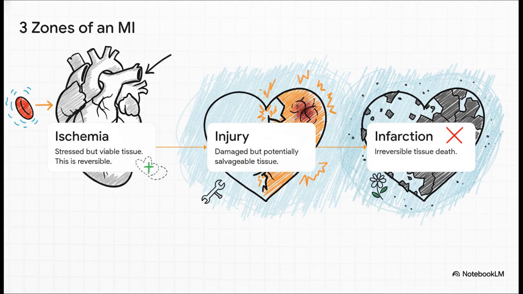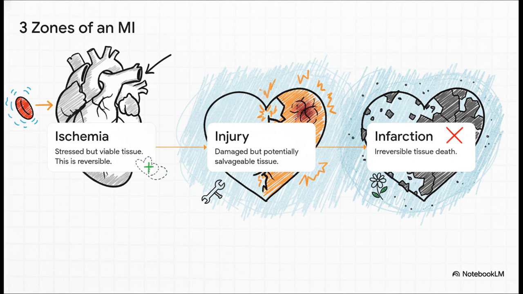When someone's having a heart attack, an MI, the damage happens in stages. First, you have ischemia. The tissue is screaming for oxygen, but it's still alive. We can save it. Then you get to the zone of injury. Now there's actual damage, but we might still be able to salvage some of it. The final stage is infarction. That's dead tissue. It's irreversible. Game over for those cells.